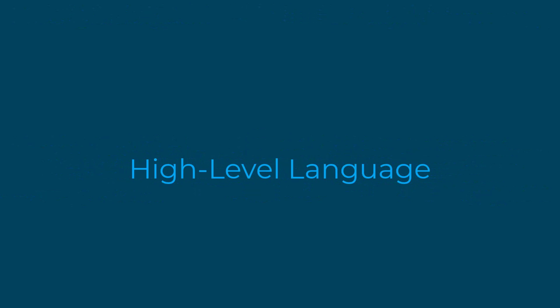Second point, high level language. Source code is written in a high level programming language, which is more abstract and easier for humans to understand than the lower level machine code or assembly language understood by the computer.